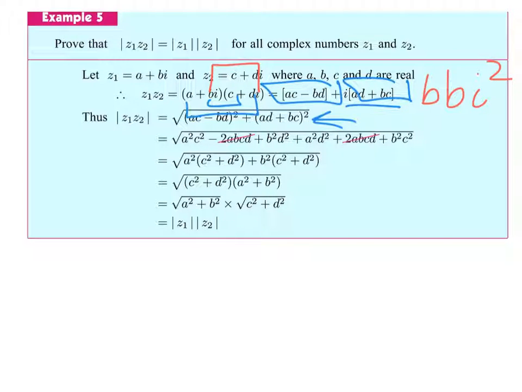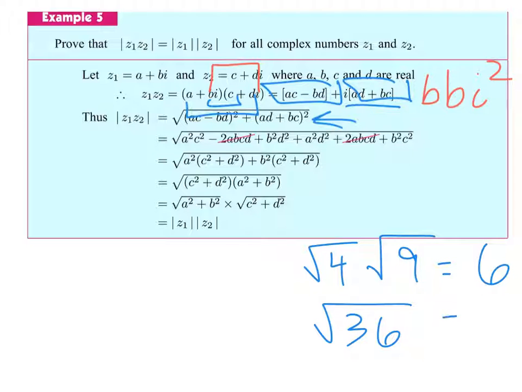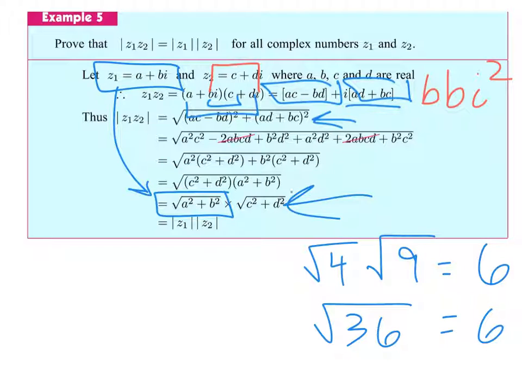Keep in mind with square roots, if you've got the square root of 4, that's easy, but times the square root of 9, that's 2 times 3, which is 6, or you could say the square root of 36, that's also 6. So you can put them together under one radical or separate it out like this. But this, you'll notice, is the modulus of z1, which came from right here, and this is the modulus of z2.